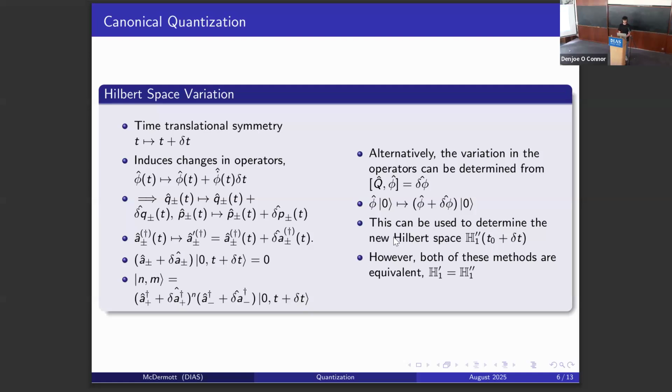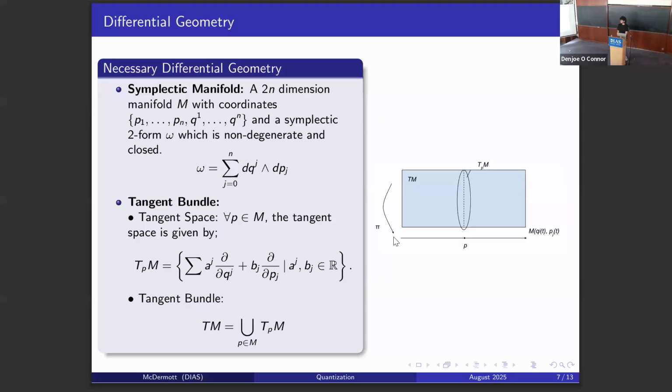The issue with canonical quantization, however, is it's very physically motivated in the sense that we know what things should look like from quantum mechanics, but it doesn't give us a rigorous method of defining our Hilbert spaces or operators. So now I'd like to look at geometric quantization, but before that, there's a little bit of differential geometry we need to cover.